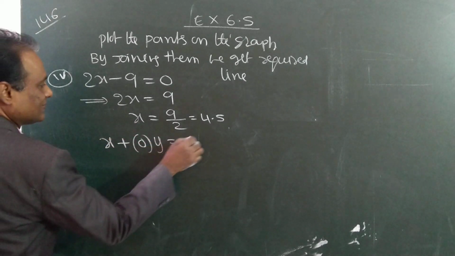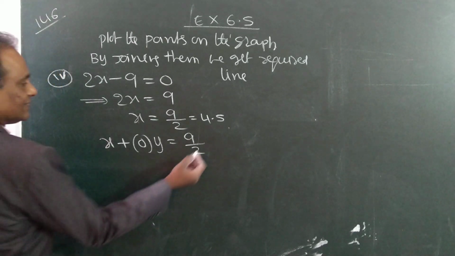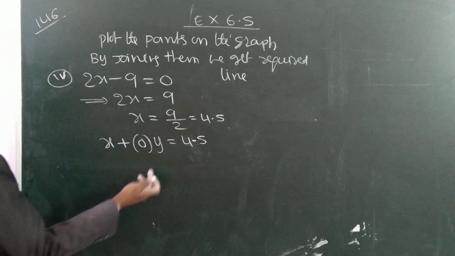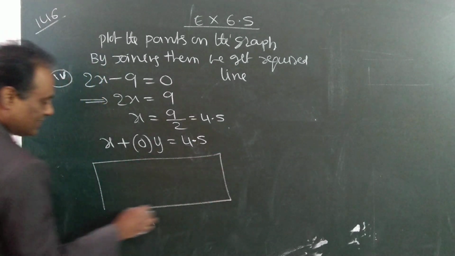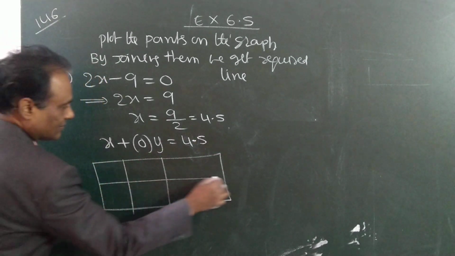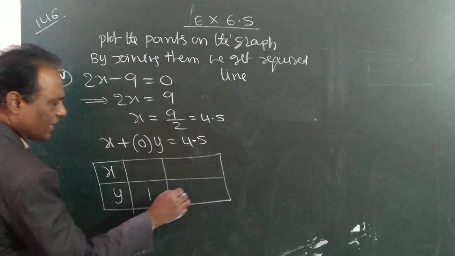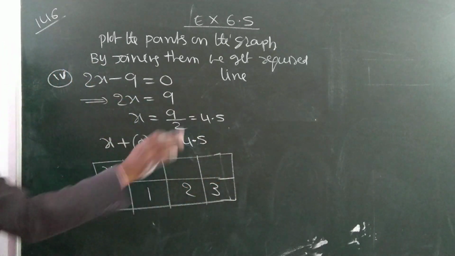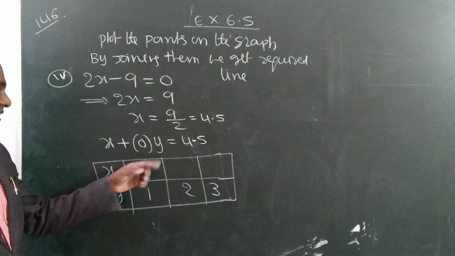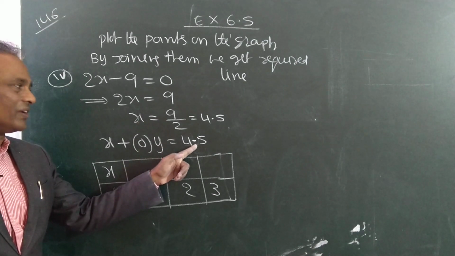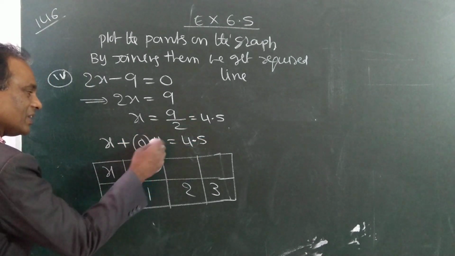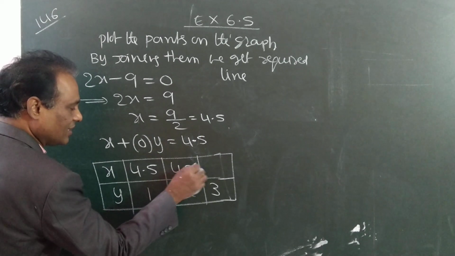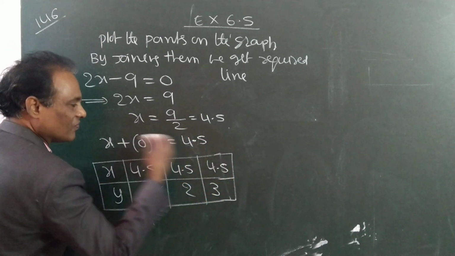You write 0y. X is equal to 4.5. I wrote 0 into y is 0 only. Y is equal to 1, 2, 3. There is no significance with y. Whatever y values you take, it is becoming waste. X value is always 4.5. Y 1 means x is 4.5. Y 2 means 0 into 2 is 0, so x is 4.5. Y 3, x is 4.5. Every time x is 4.5.